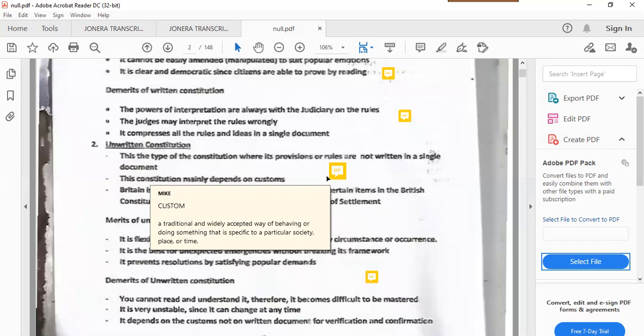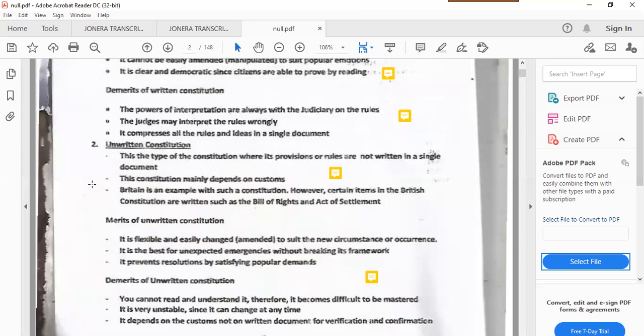But in some other Islamic states, women are not allowed to drive. Women are not allowed to wear trousers. They are in veils covering their faces because of their customs, meaning they base their constitutional laws on their beliefs and their cultural systems. So that's what a custom means. It's a traditional and widely accepted way of behaving or doing something that is specific to a particular society, place, and time. That's one of the characteristics of an unwritten constitution. It mainly depends on customs.